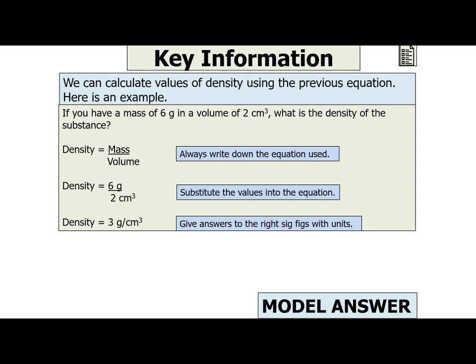So it's 6 grams over 2 centimeters cubed. So therefore the density is 3 grams per centimeter cubed. But what if you're not given the volume of the object?